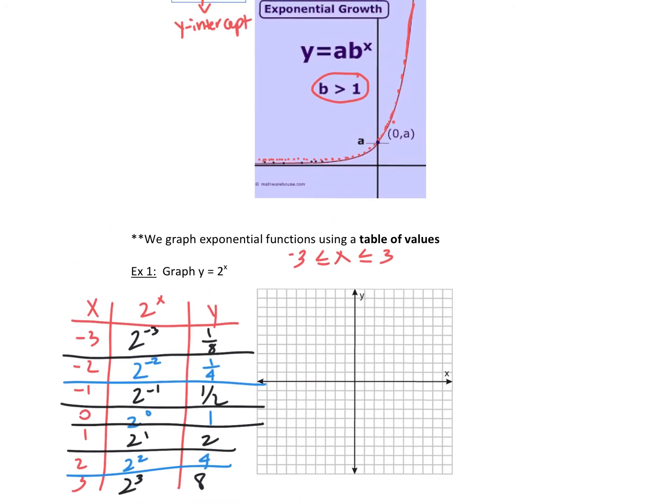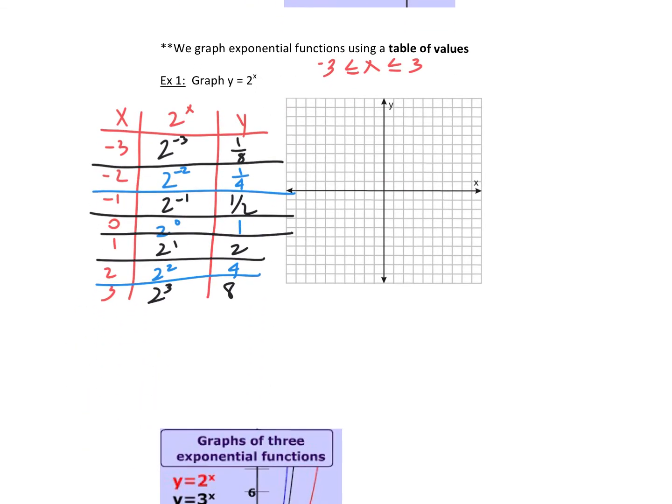So we just estimate. So I'm going to go -3, 1/8, it's like a little smidgen above the x-axis. -2, 1/4, a little smidgen higher. -1, 1/2, I'm going to be like right in the middle. 0, 1, 1, 2, 2, 4, and 3, 8.